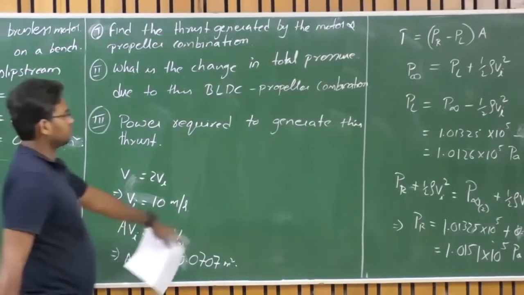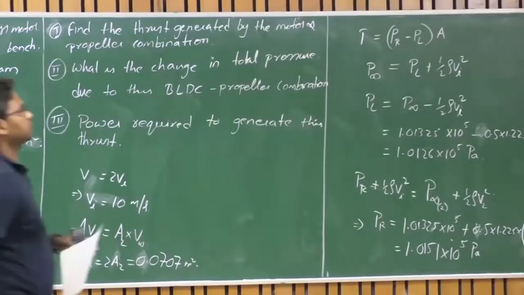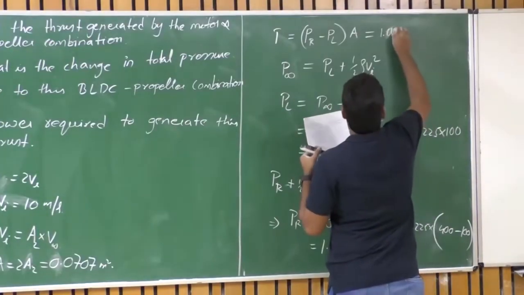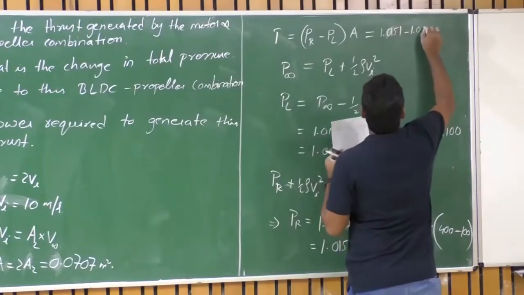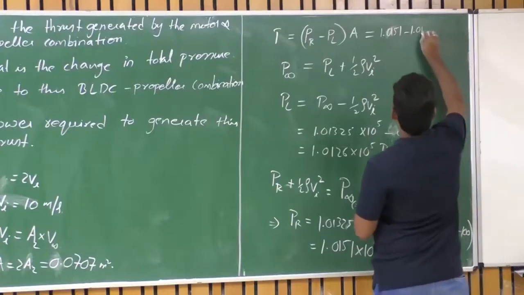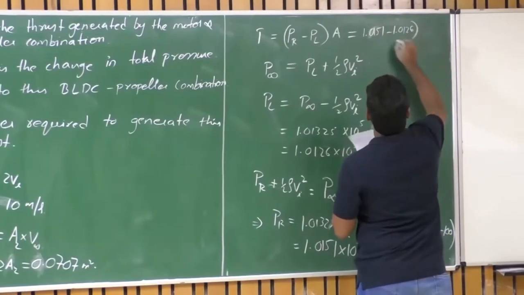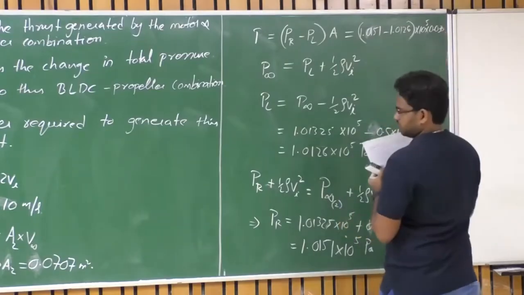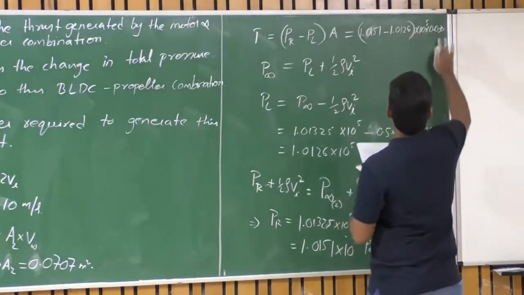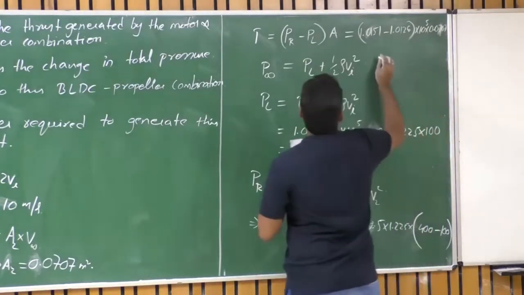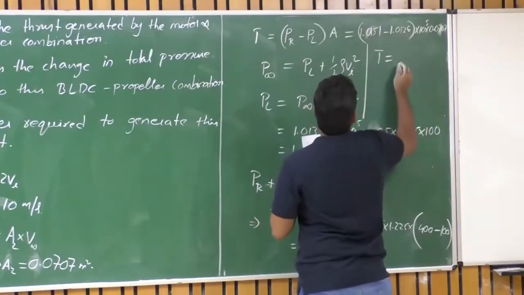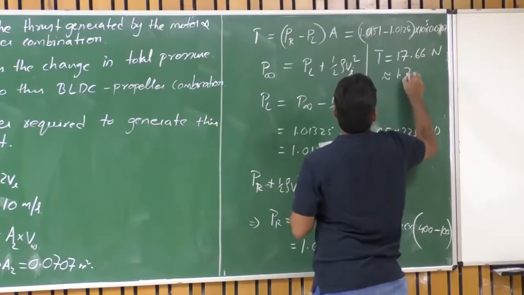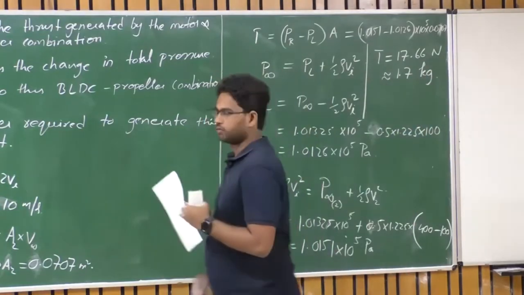Right? So substituting these numbers, we can get the corresponding thrust, which is equal to 1.5 minus 1.00126 times 10 power 5, times 0.707. So the thrust T is equal to 17.666 newtons, which is close to 1.7 kg. This is the thrust generated by this particular engine.